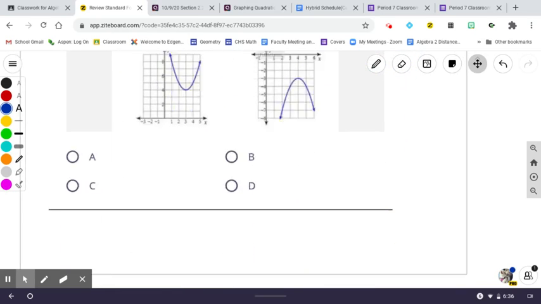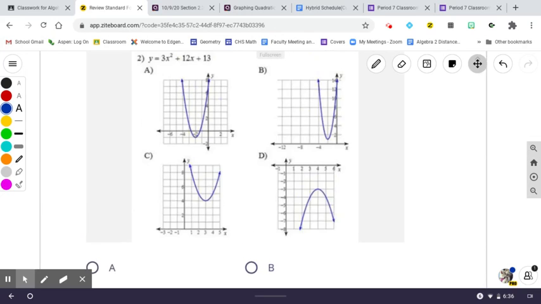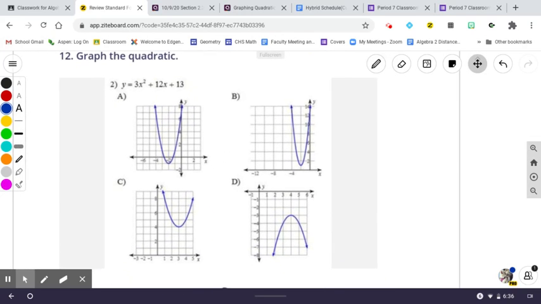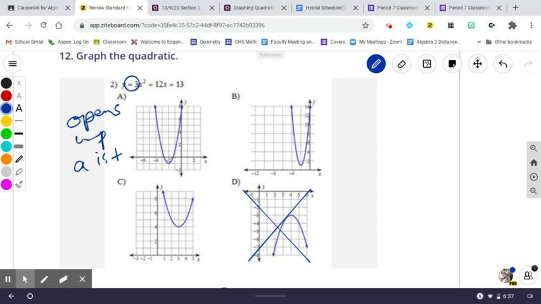Another one, I think this is the last one. Nope, one more. Another one is another graph one. Here's another graph one. So notice that what pops out to me is that this is positive in the front. A is positive 3, which means that it opens up because A is positive. So notice that A, B, and C all open up. D opens down, so I know that it's not D.